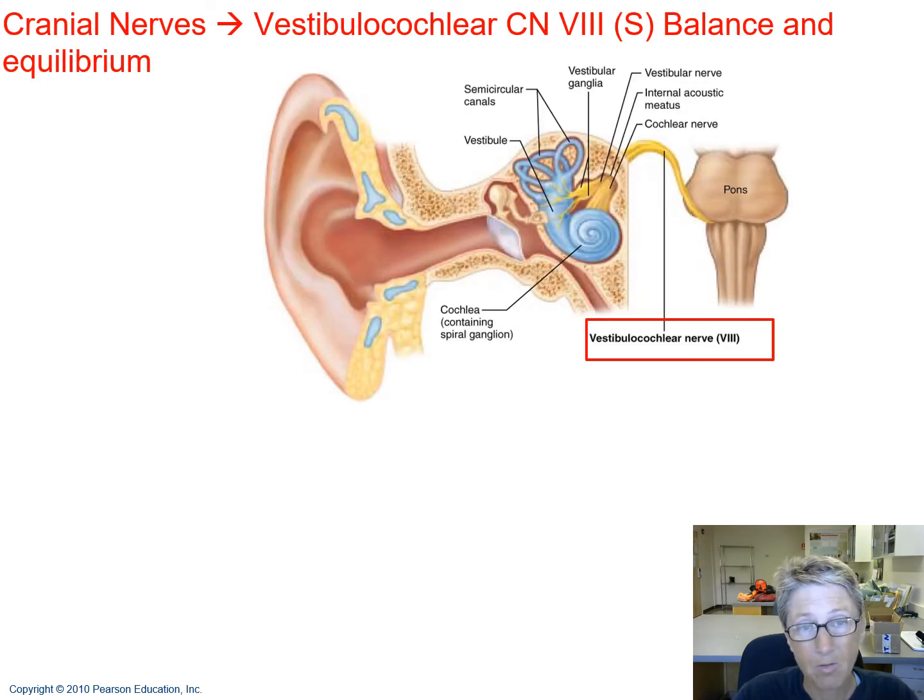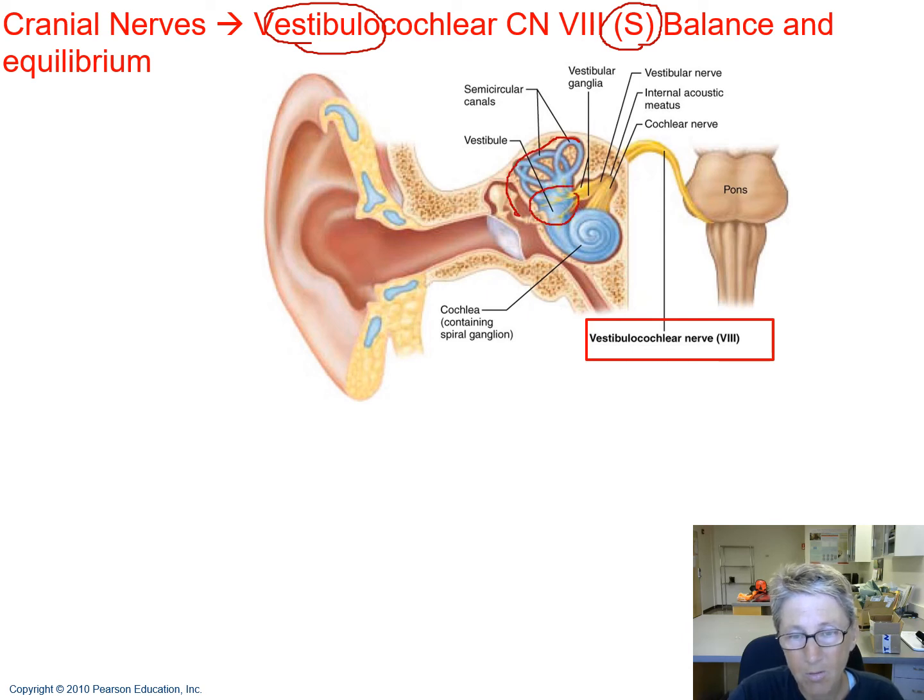Cranial nerve 8 is called the vestibulocochlear nerve, and that's a sensory nerve. So that deals with balance and equilibrium. The vestibulo part of the vestibulocochlear nerve is this right here, the vestibule. And then the cochlear part of the vestibulocochlear nerve is this here, the cochlea. So the cochlea deals with hearing.